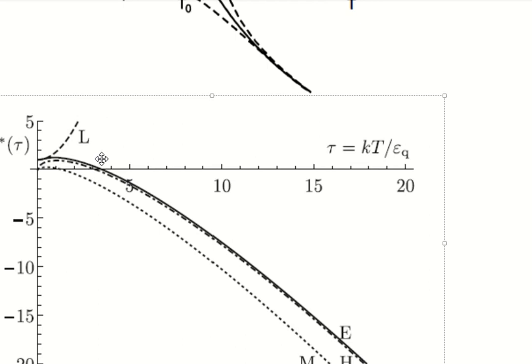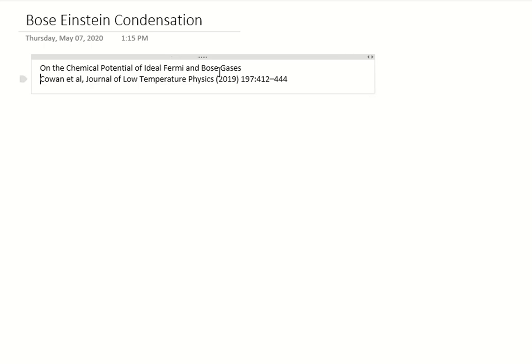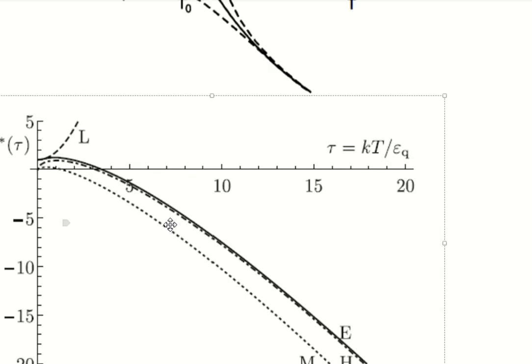And the detail of this curve you will find, I give you a paper for this if someone is interested. So you should go on internet and read about this. This is a 2019 paper on the chemical potential of ideal Fermi and Bose gases by Coven et al. It's in the Journal of Low Temperature Physics. In that paper they actually have calculated all these different functions in terms of polylogarithmic functions and Riemann zeta functions, and you will get to know what is going on here. So this is the low temperature limit. We will not go into detail of this whole solid curve, but it's a really interesting paper, and I strongly recommend that you have a look at that paper.